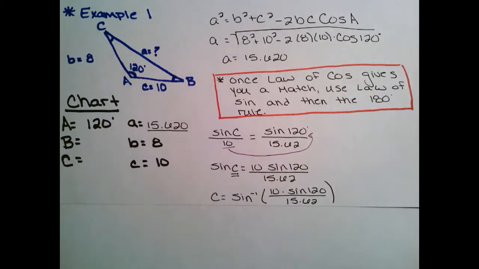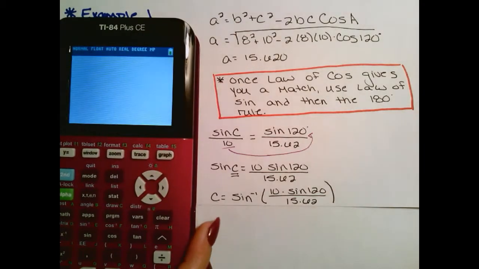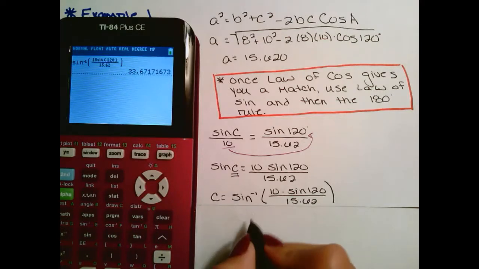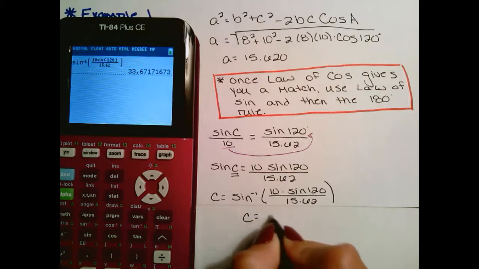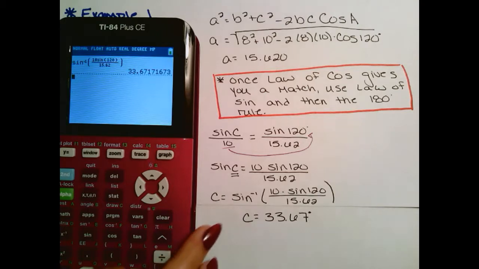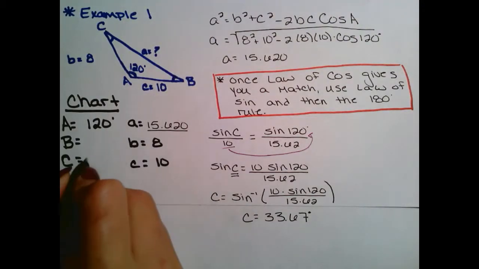So now we go ahead and put that part in our calculator. And we say second sine for that inverse, alpha y equals for the fraction, and go ahead and put in 10 times sine of 120 all over 15.62. Press enter. And now we know that angle C is 33.67 degrees. Okay? Plug that in.